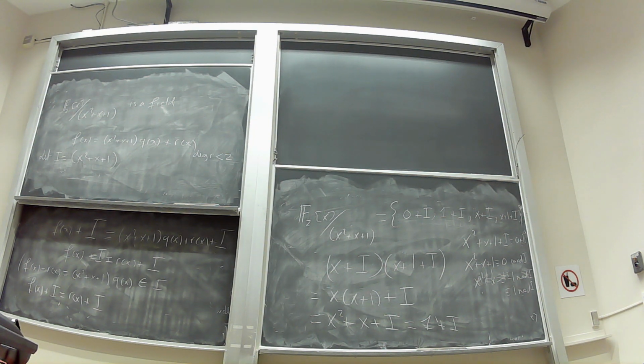What is the characteristic? The characteristic of a finite field is the additive order of 1. What's the additive order of 1? In F2[x] mod x squared plus x plus 1, 1 plus 1 is 2 plus I. It's 2, 0, right? You see that or not?